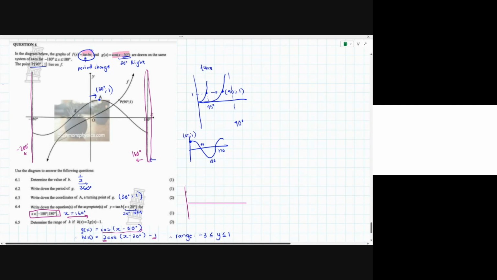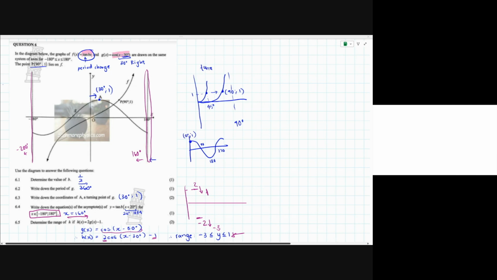The amplitude change means that it's now obviously at a maximum of 2 and a minimum of negative 2. And the shift 1 unit down means this now goes down to negative 3, and this maximum goes down to positive 1. And so that's how I know my range is that. So it's understanding the manipulations that you are performing and then being able to go from there.